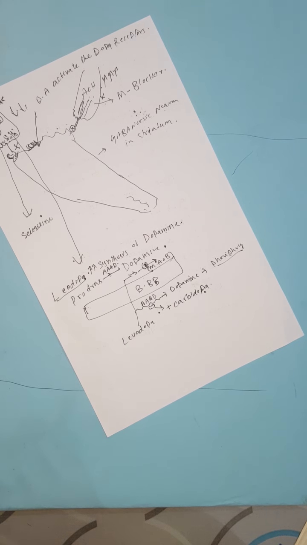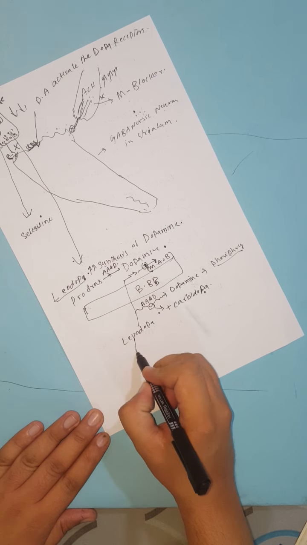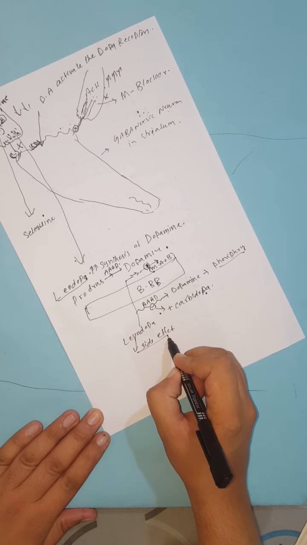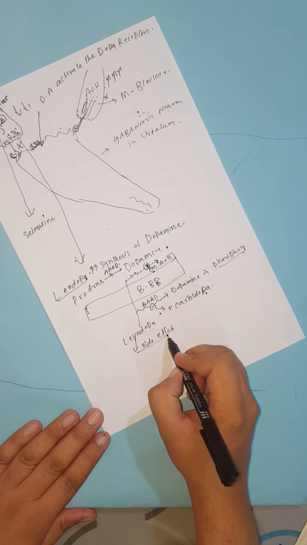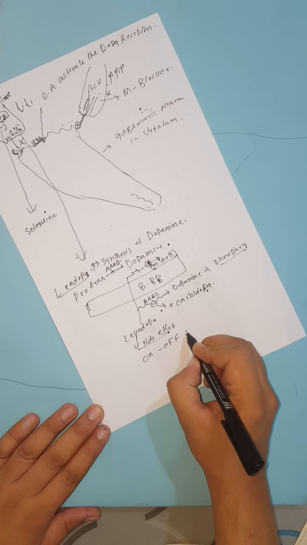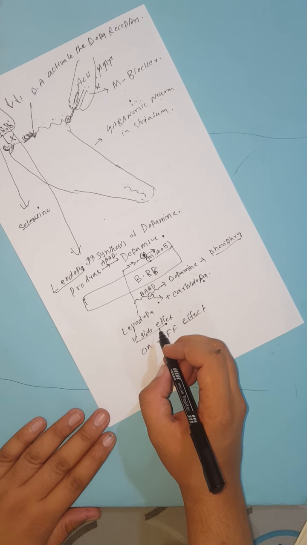The other drugs are tolcapone, selegiline, bromocriptine, pramipexole, and amantadine. But first we will discuss the side effects of levodopa. Levodopa has an on-off effect. The side effects of levodopa are the on-off effect, psychosis, hypotension, and vomiting.